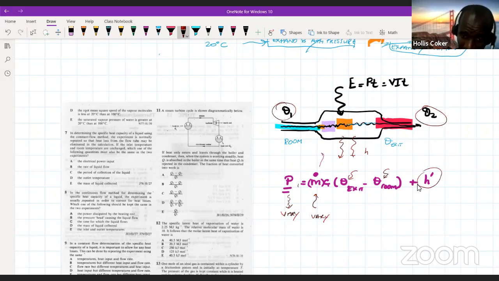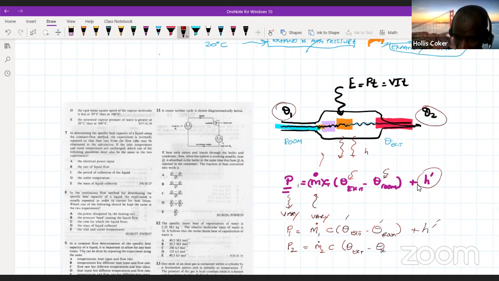That's what we're doing. We're doing two runs of that, so you have two powers. We have P1 is equal to mass flow rate M1 dot, times C, times theta exit minus theta entry or room, plus the same heat loss. All this is constant. Then you have P2, if the mass flow rate goes to a bigger value, M2 dot C theta exit minus theta room, where P2 is the power that brings it to the same temperature. And you have the same heat loss because the body temperatures are the same.